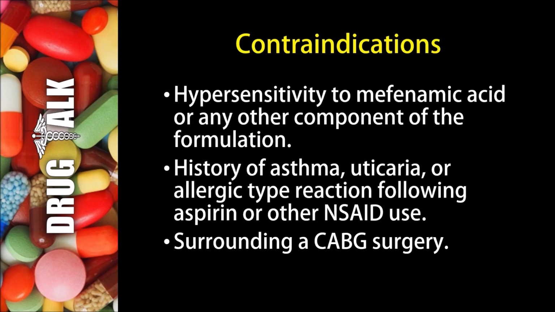Now, for contraindications, or reasons we would not be able to prescribe Ponstan, we would typically see a contraindication if a patient had a hypersensitivity to Ponstan or any other component of the formulation. If a patient had a history of asthma, urticaria, or allergic type reactions following aspirin or NSAID administration, they would not be able to use this medication. And it would also be contraindicated surrounding a CABG, or coronary artery bypass graft surgery.